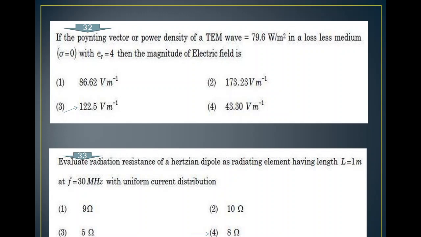And next question 33, that is evaluate the radiation resistance of a Hertzian dipole as a radiating element having length equal to 1 meter at frequency 330 megahertz with uniform current distribution. And you have options 9 ohm, 10 ohm, third, first 5 ohm and 8 ohm. Your correct answer is 8 ohm.